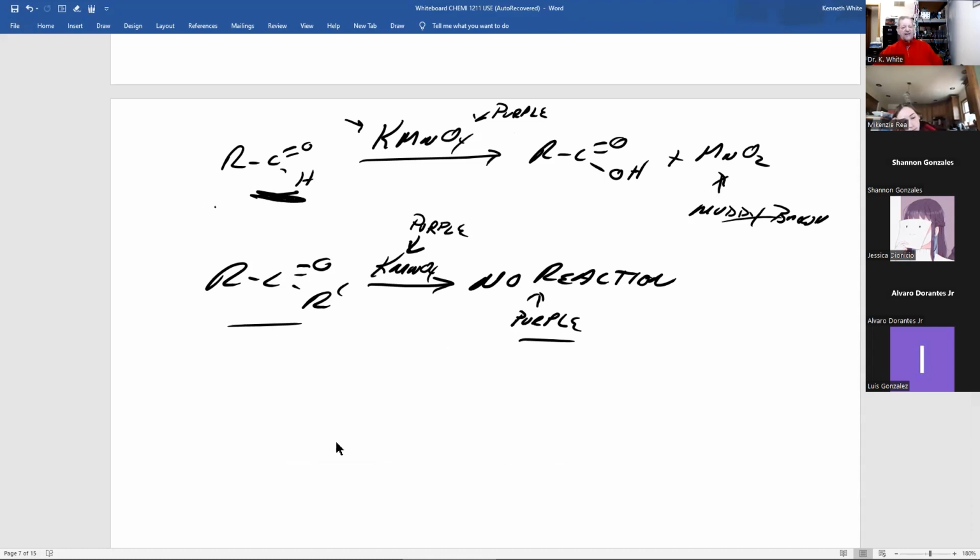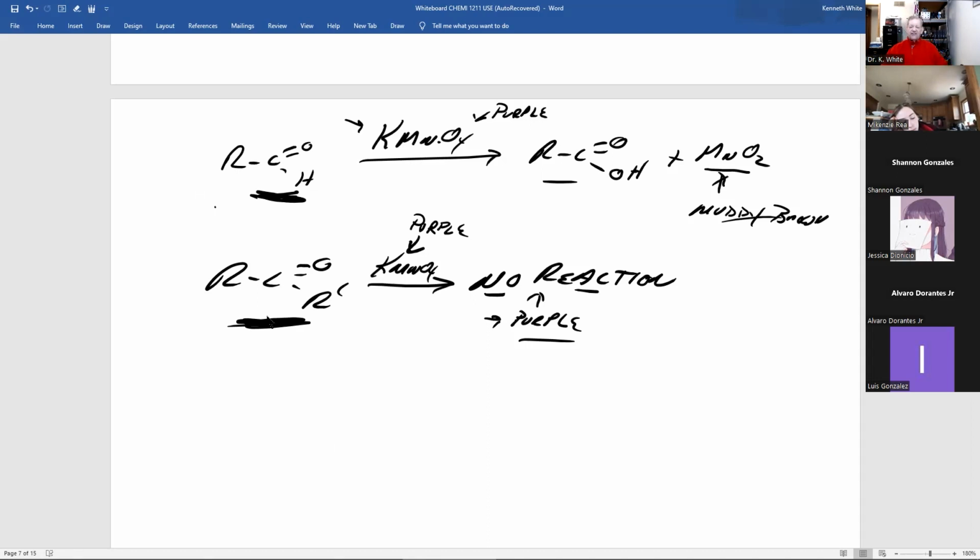If you have an aldehyde, react it with potassium permanganate, KMnO4, it oxidizes it to the carboxylic acid, and the potassium permanganate is reduced to manganese dioxide, MnO2. That's muddy brown. Now, if you have a ketone and try to react it with potassium permanganate, it does not react, no reaction. So the solution stays purple.